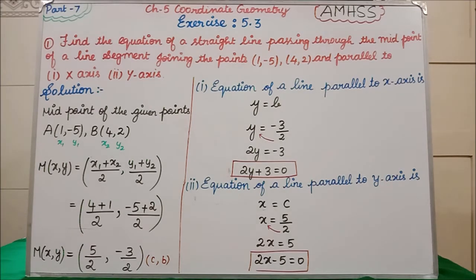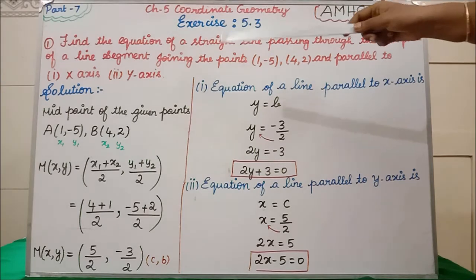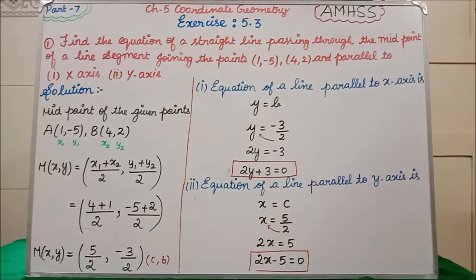Find the equation of a straight line passing through the midpoint of the line segment joining the points (1, -5) and (4, 2), and parallel to the x-axis. The first subdivision is parallel to the x-axis. The second subdivision is parallel to the y-axis. See, they are asking for the equation of a straight line.